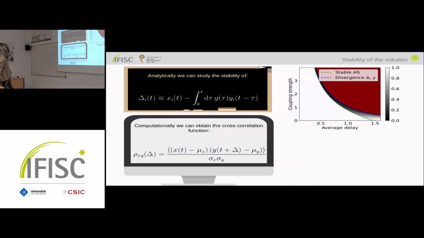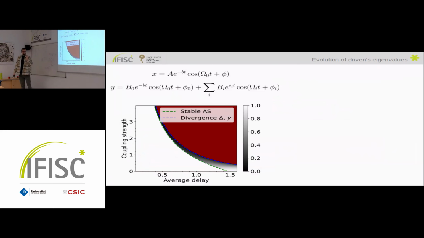Okay, so another way to interpret this is in terms of the eigenvalues of the problem. So the eigenvalues of the driver are pretty simple because it's just a two-dimensional linear system. So it only has 2 eigenvalues, which are complex conjugates. Its real part is minus b, and the imaginary part is this omega 0 that we have mentioned before. But in the driven system, since we are introducing this delay into the equations, we can have more eigenvalues. We have the same eigenvalue as before, and then we can have a sum of eigenvalues.